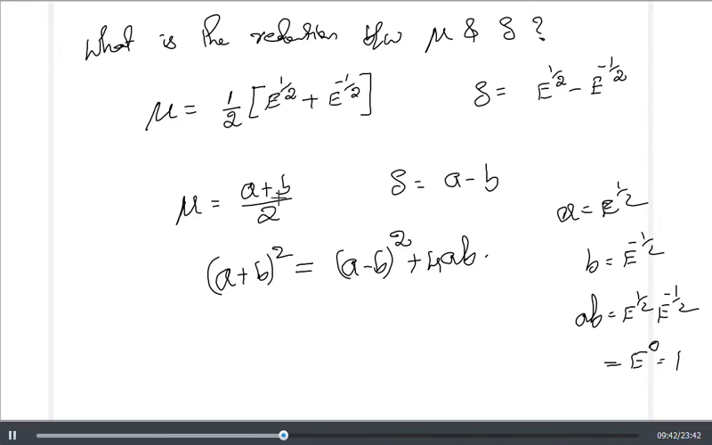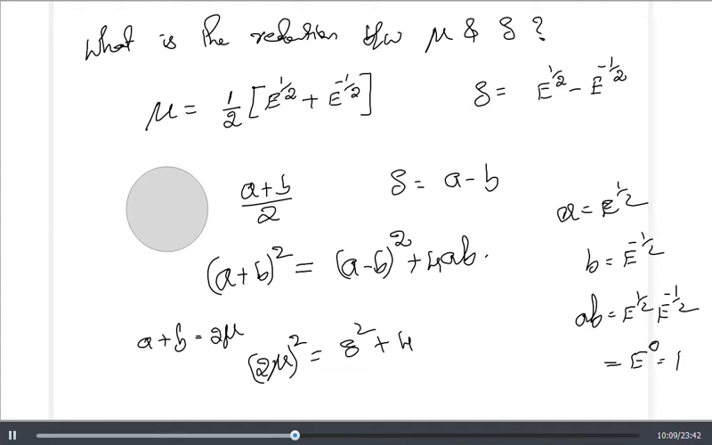Now I hope we got the relation. This a plus b is nothing but 2 into mu. If I substitute it here, 2 mu whole square equals delta square plus 4. That's it. This is the relation between the central difference operator and the average operator. Let me write everything clearly.